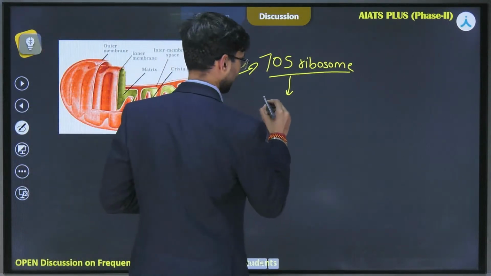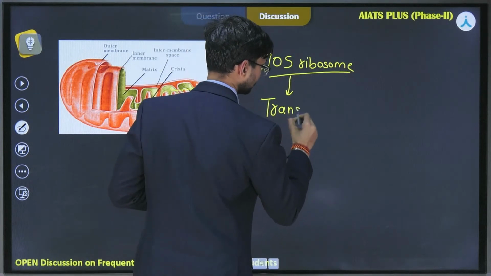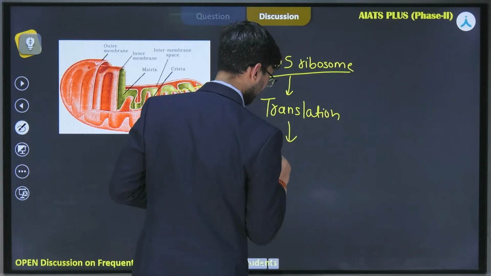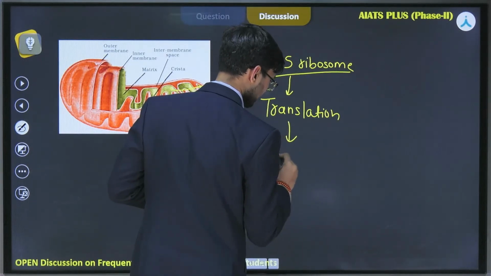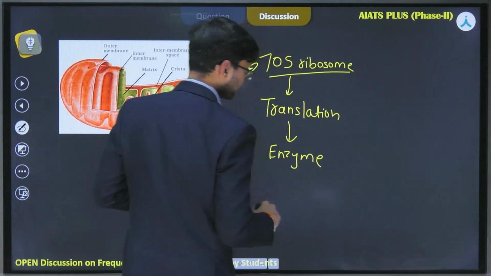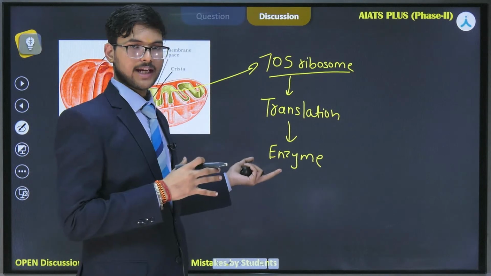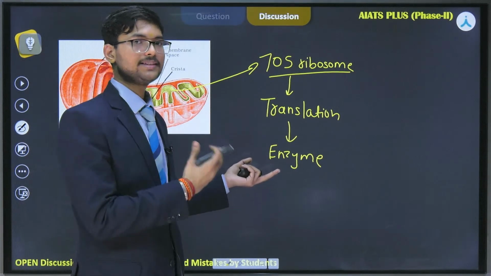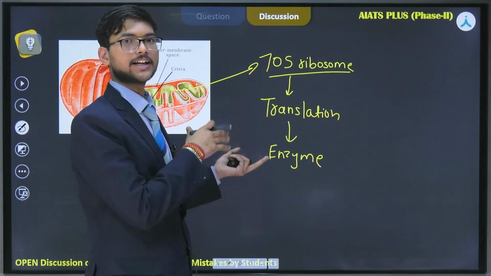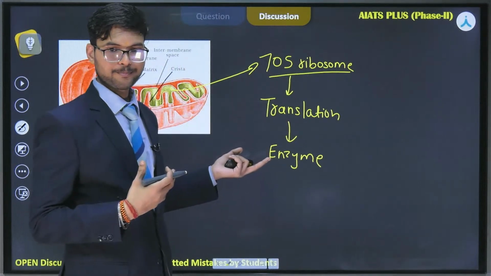So they can synthesize their own protein. They are responsible for translation, and after translation they will form polypeptides, and polypeptides can form enzymes. So indirectly they are able to synthesize their own enzymes. But not all enzymes are synthesized by the mitochondria. They do need the ribosomes that are present in the cytoplasm of the cell.